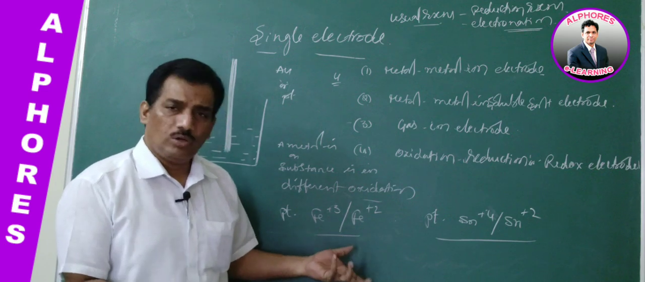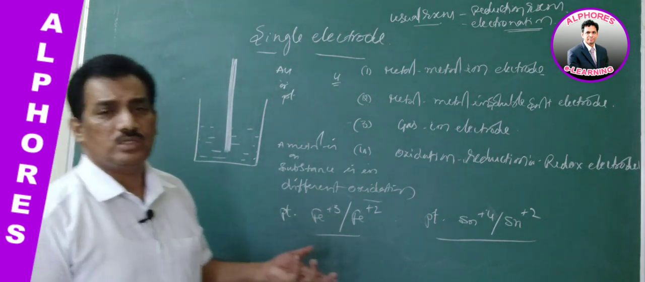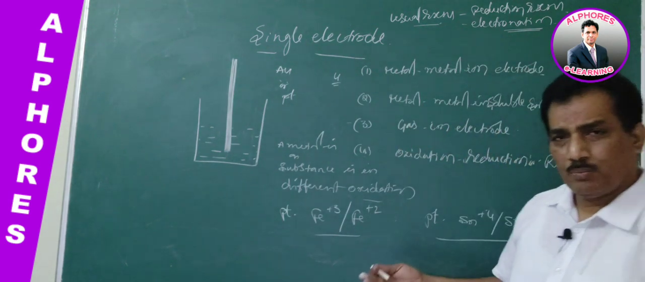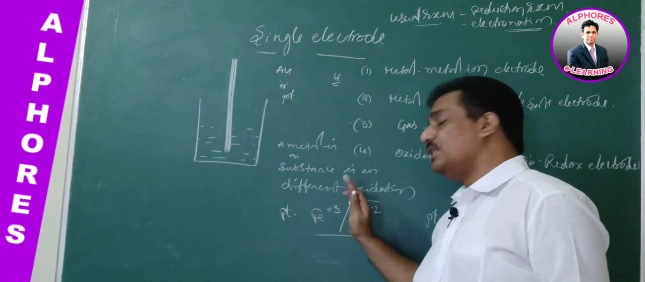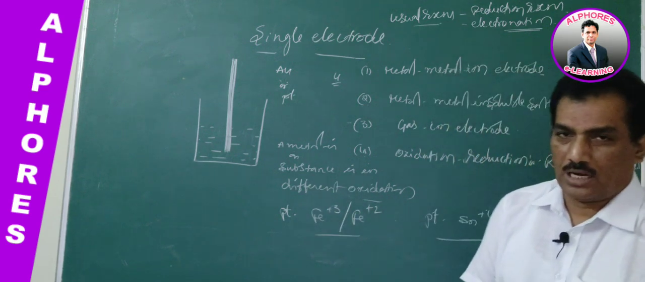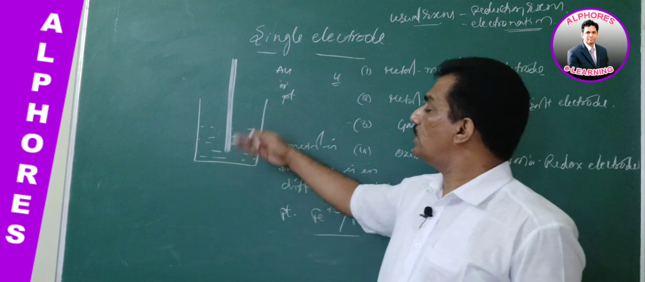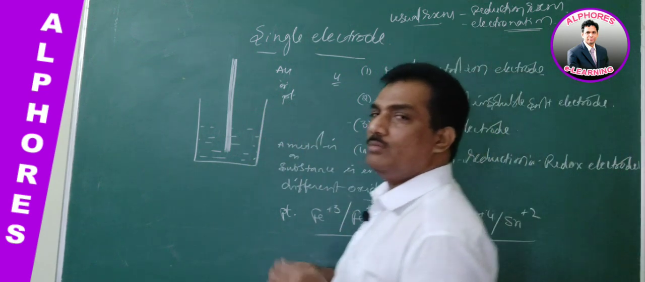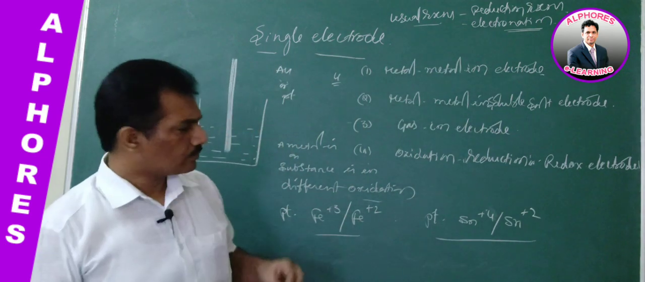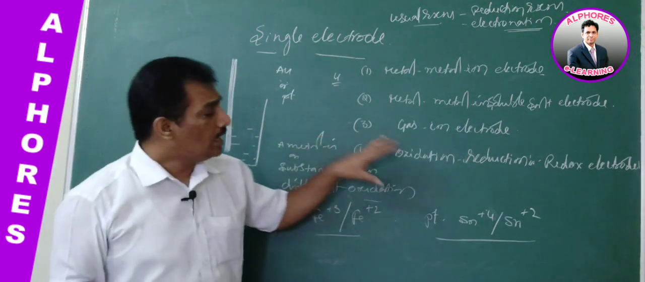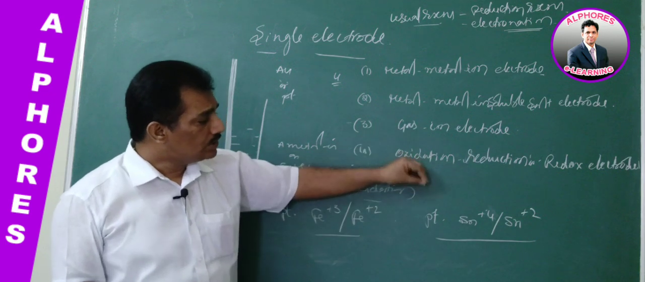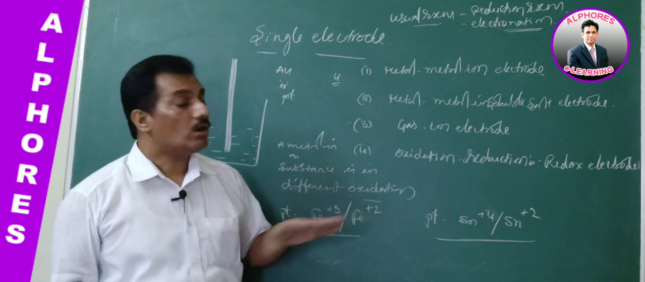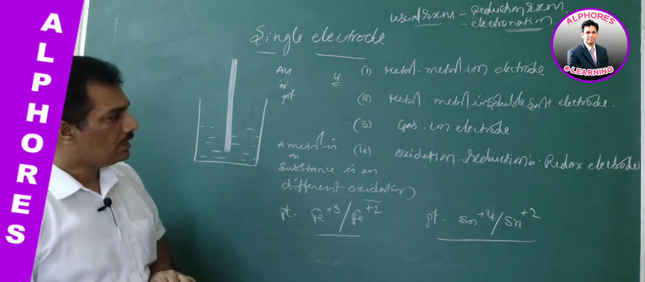Not only with this one, you can also use Cr2O7 2- and Cr3+, or MnO4- and Mn2+, like that different oxidation states of the substances should exist in that electrolyte. Then we can expect the generation of current by dipping an inert metal like gold or platinum in that electrolyte solution. Such type of electrode that is constructed by using this is known as oxidation reduction or redox electrode. Are you clear with all this?